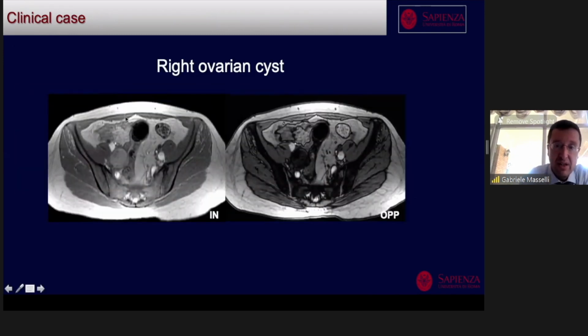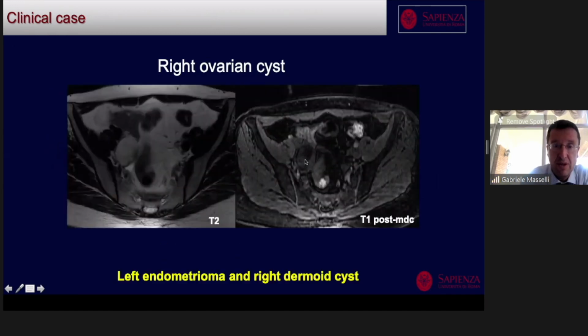And we will see in the same patient also another lesion on the contralateral ovary that shows hyperintensity on in-phase images, but drops in signal on out-phase imaging. We are confident with the presence of a fat component. So the final diagnosis was a left endometrioma and a right dermoid cyst.